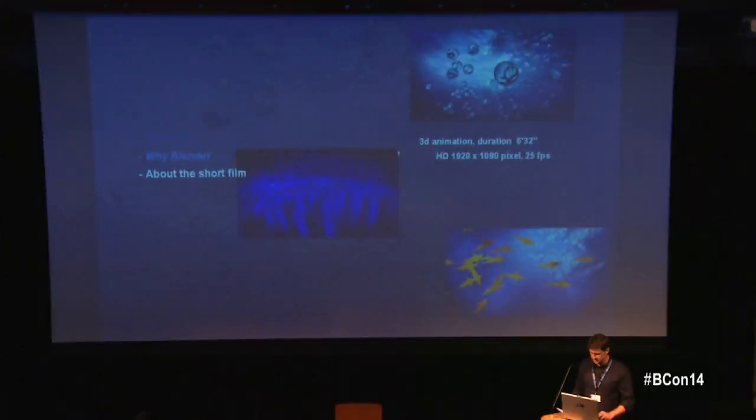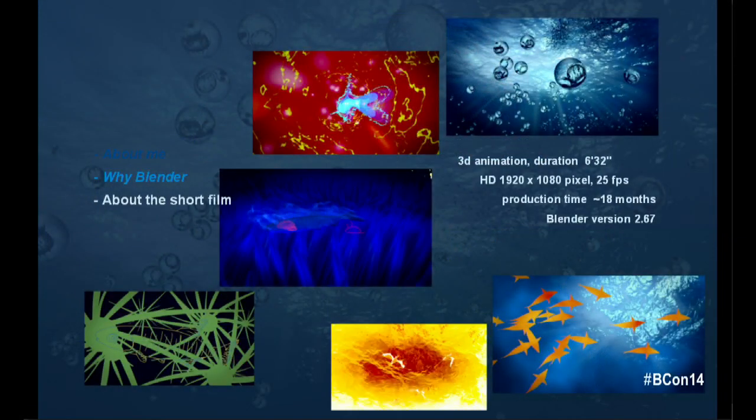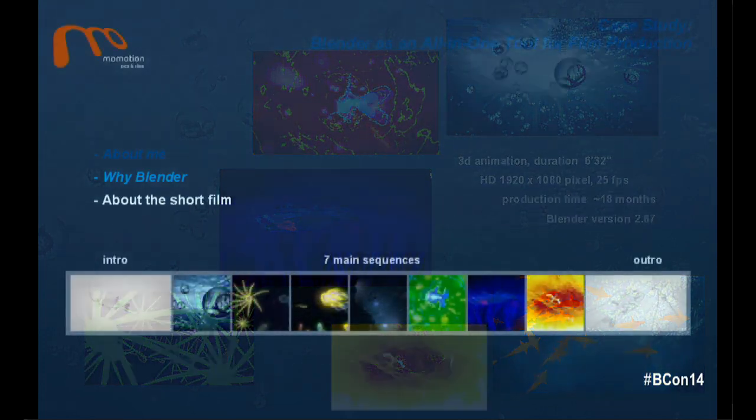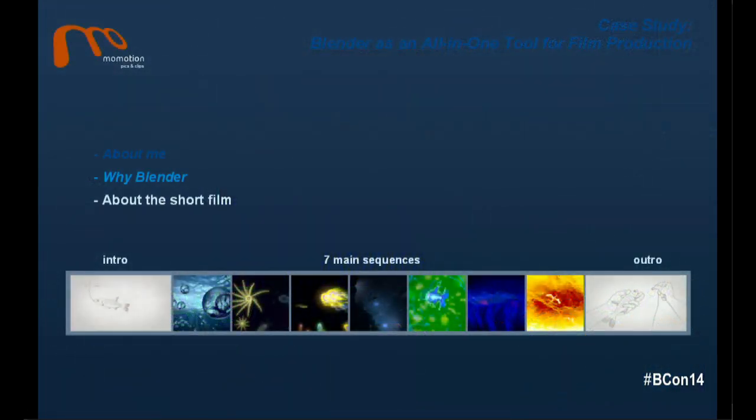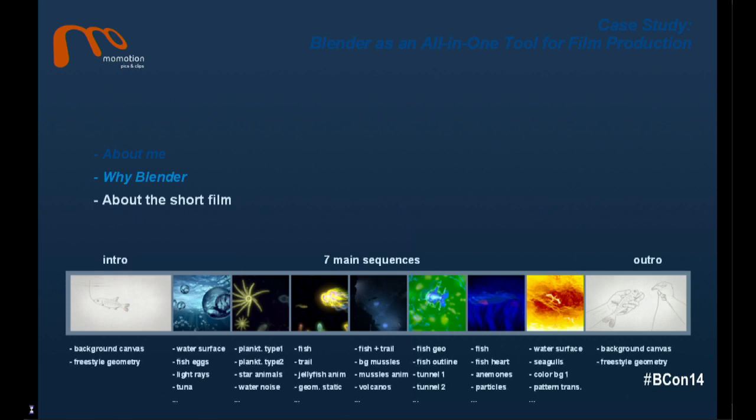The film is a 6.5 minute animation rendered out in HD, 1920 by 1080, 25 frames per second. The overall production took me roughly 1.5 years. The rendering capacity involved 3 machines. The Blender version was 2.67 for most of the production time. The film consists of the intro and outro and 7 sequences in between, each with its various scene layers.